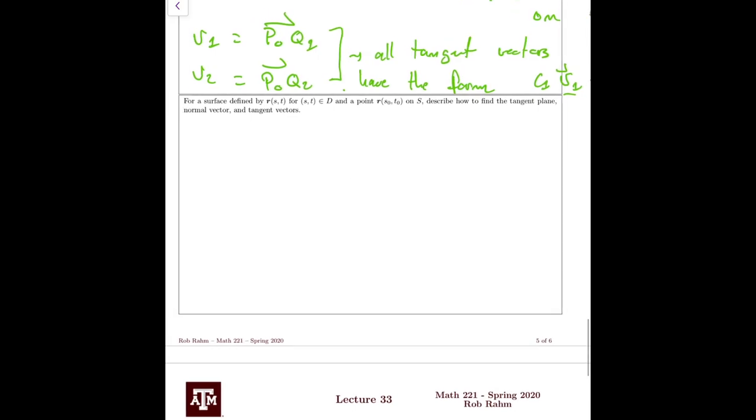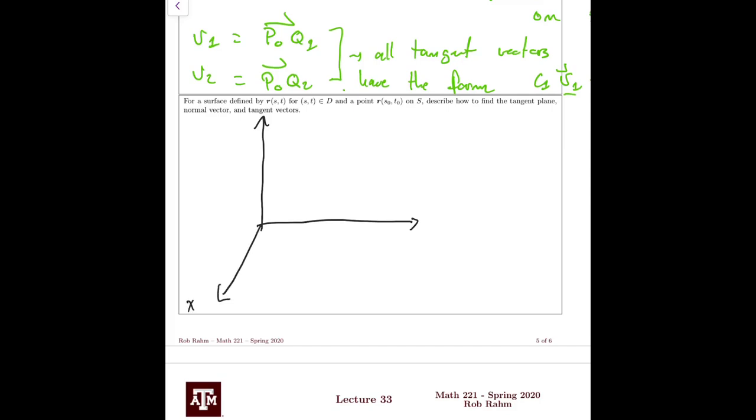Okay, so now let's say we have a surface that is given by a parameterization. That's the other way that a surface can be described. Maybe there are more ways, but the two biggest ways are as a zero set of a function and as a parameterization. So this would be something like r(s, t) = (s, t, s² + t²), being the parameterization of the paraboloid. We want to do the same thing: describe how to find the tangent plane, the normal vector, and the tangent vectors. For this one, it's actually a little easier to find the tangent vectors. That's the easy part, and the trickier part is to find the normal vector.